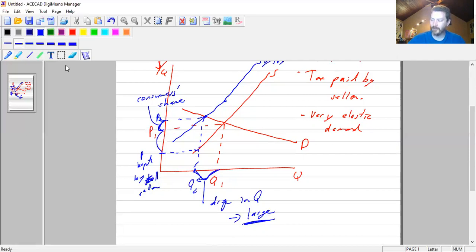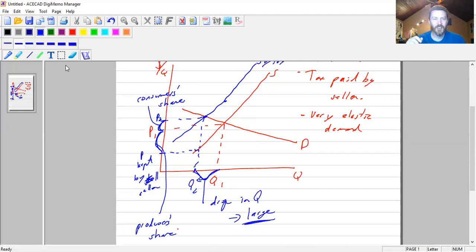And this amount, the difference between the original price and the price that sellers keep now, this is called, I'm going to move it down here. This is kind of really making a mess, but this is called the producer's share of the burden, the producer's share of the burden.